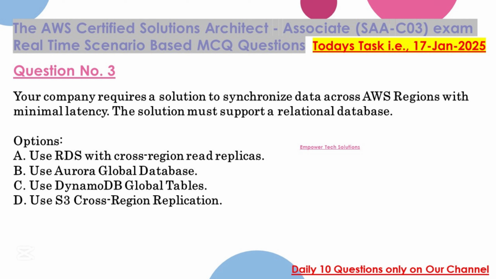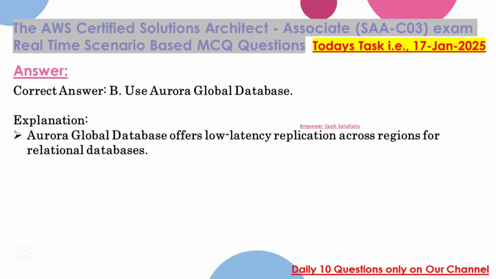C. Use DynamoDB Global Tables. D. Use S3 cross-region replication. Correct answer: B. Use Aurora Global Database. Explanation: Aurora Global Database offers low-latency replication across regions for relational databases.